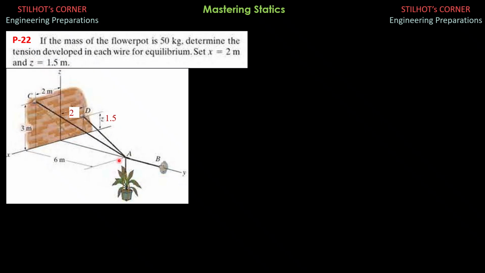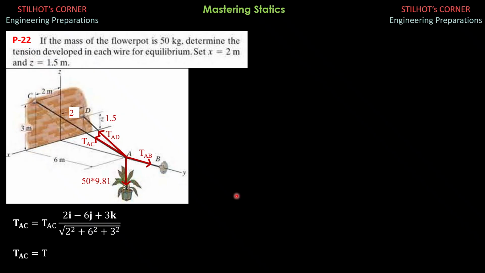So let's set up tension AC. It is the magnitude of tension AC, then 2 minus 0, so 2i. That's the FBD. This is the weight. So tension AC times quantity 2i, then 0 minus 6, negative 6j, 3 minus 0, positive 3k, over square root of 2 squared plus 6 squared plus 3 squared. Simplifying, that's equal to magnitude of tension AC, quantity 2i minus 6j plus 3k, over 7.